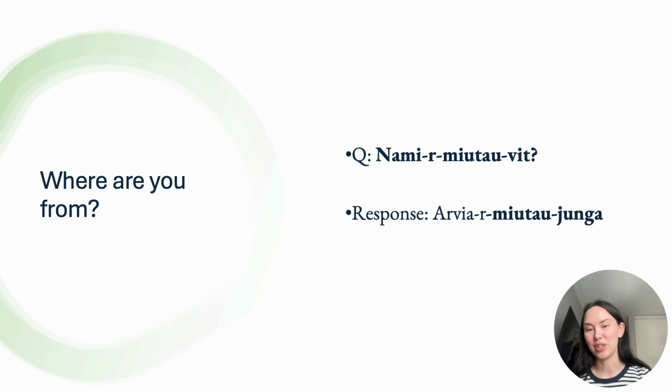And to answer this, you're going to fill in that part and change the ending from a question. So vit is a question towards you. So when you answer, you're going to use the me ending. So in English, it would be, where are you from? And you would respond, I am from this place. So that's why we use the yunga ending. So here, Akvean is filled in. Akvean miu tau yunga.